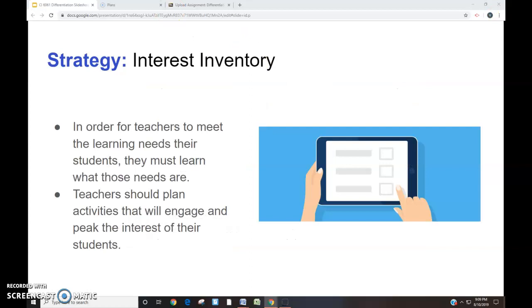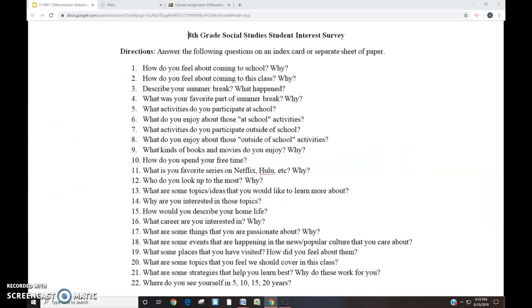Interest inventories can be used by teachers to learn more about their students, which can help them differentiate their lessons. Inventories or surveys can be given at the beginning of the year or instructional units. These are used to investigate the interests of students and allow the teacher to take a deeper look with what they know. During design, teachers should be mindful of the language of their questions.